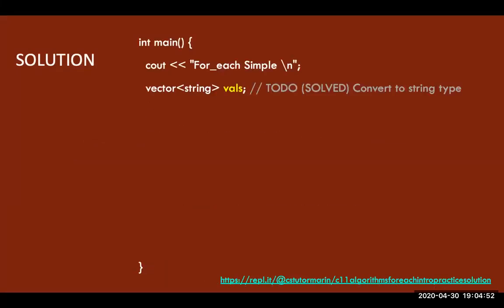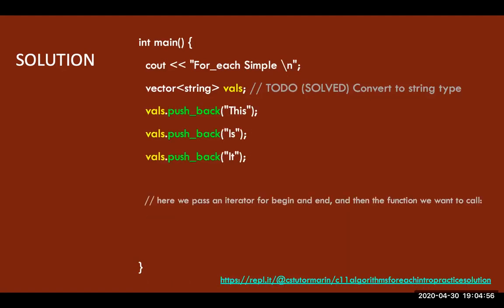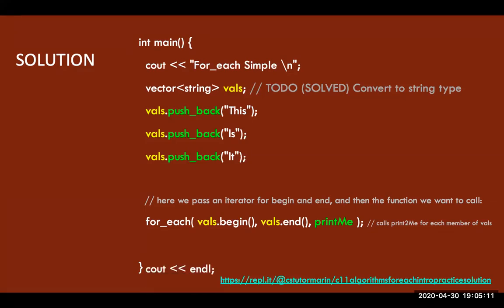Pretty straightforward, obviously. We switch that over to string. We push back our strings, right? So we've got 3 words in there. For each vowels, I could have called it words, but vowels, begin, end, print me. No parentheses, of course. Each of the words will be fed to the print me function, and then we just print an extra end there after the for each concludes.